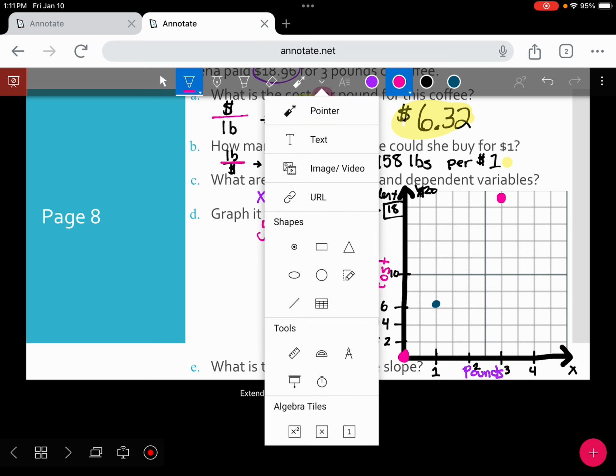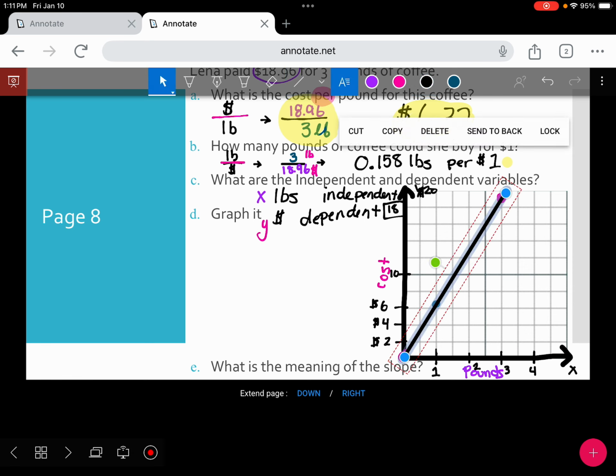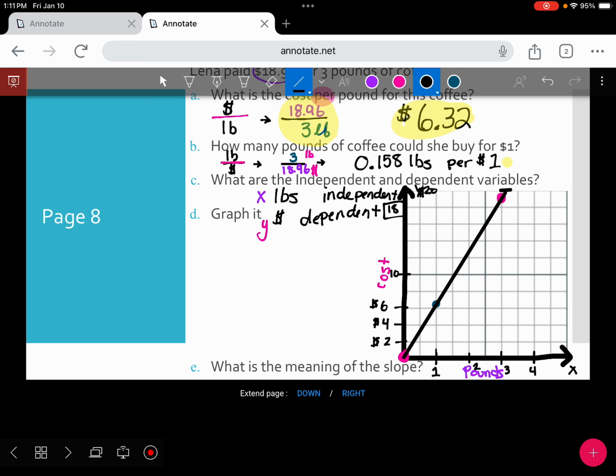So that gives us several points there. Technically, all we need is 2 points to be able to make a line, but the more points you have, the easier it is to get a decent line. It also doesn't stop there. It keeps going. That is a line, not an arrow. Here we go. It keeps going.